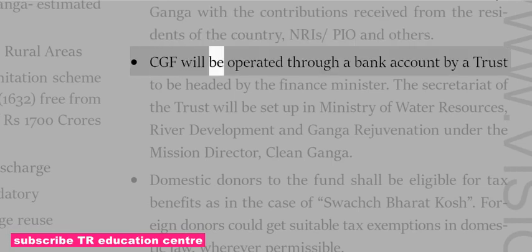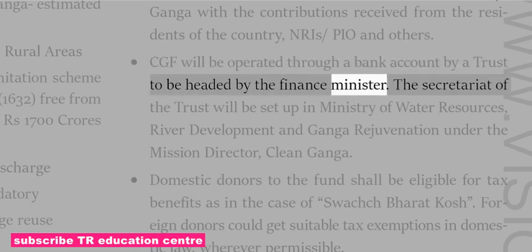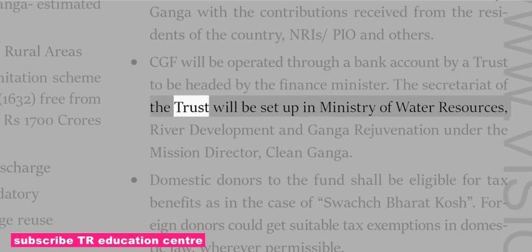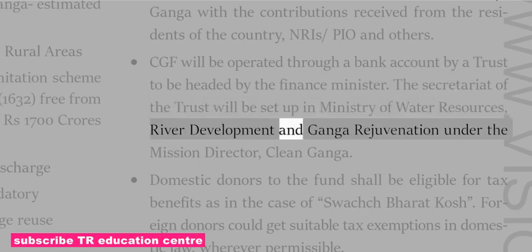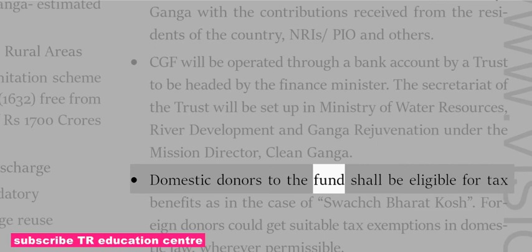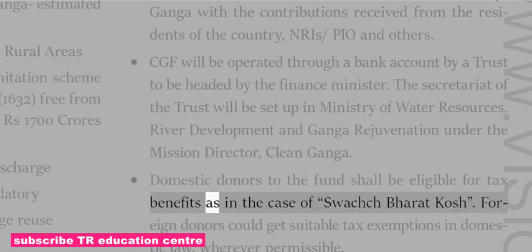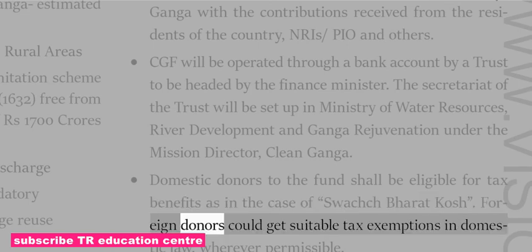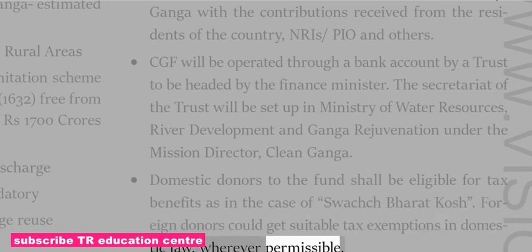CGF will be operated through a bank account by a trust to be headed by the Finance Minister. The Secretariat of the trust will be set up in the Ministry of Water Resources, River Development and Ganga Rejuvenation under the Mission Director, Clean Ganga. Domestic donors to the fund shall be eligible for tax benefits as in the case of Swachh Bharat Kosh. Foreign donors could get suitable tax exemptions in domestic law, wherever permissible.